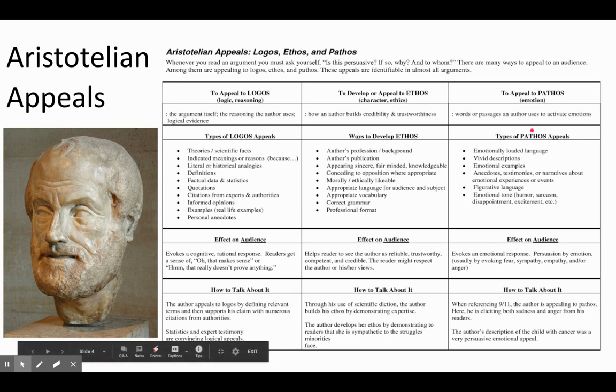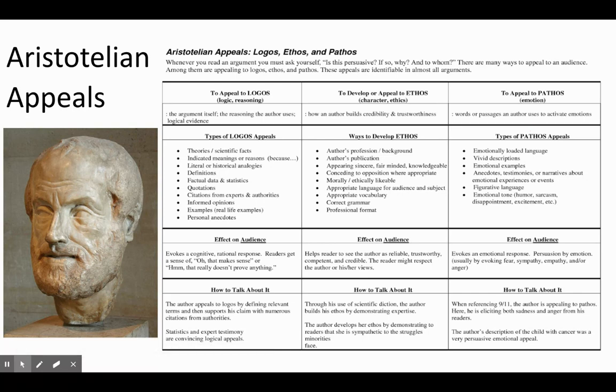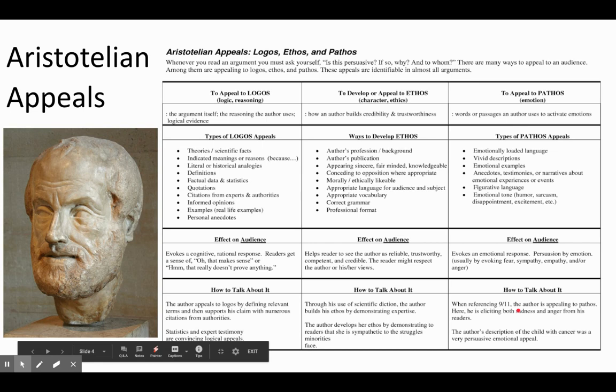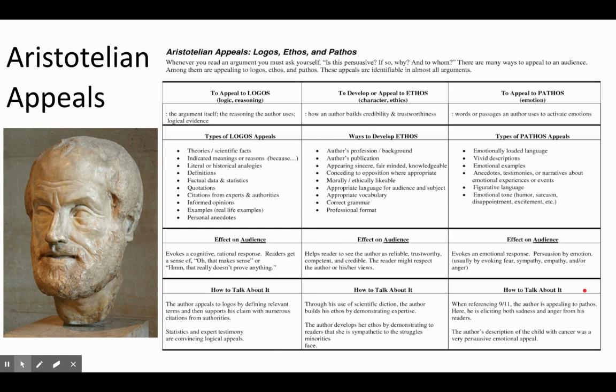And then last, there are appeals to pathos. Those are the things that get you emotionally connected to the work. So you can look at emotionally loaded language, vivid descriptions, anecdotes, figurative language, repetition, all of those little stylistic elements that make us feel something. When we talk about it in our writing, we say the author is appealing to pathos, right? So an author is appealing to pathos using emotionally loaded language, or connotative language, if you want to use the correct term.